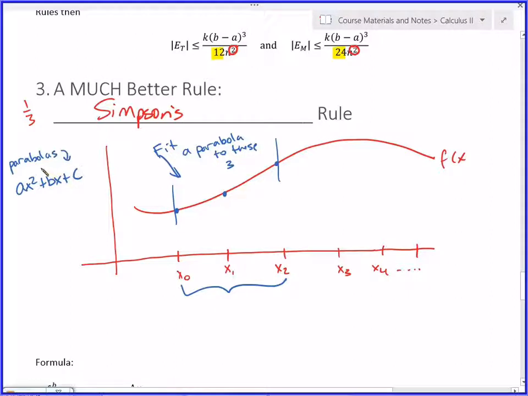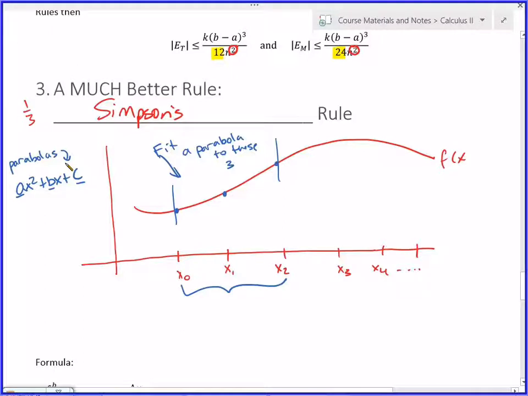They are all ax squared plus bx plus c. How many unknowns, how many parameters are there in a parabola? There's an A, there's a B, there's a C. Three unknowns. X is the variable, so it's not considered an unknown. It's the independent variable. But you've got three numbers that describe a parabola uniquely.